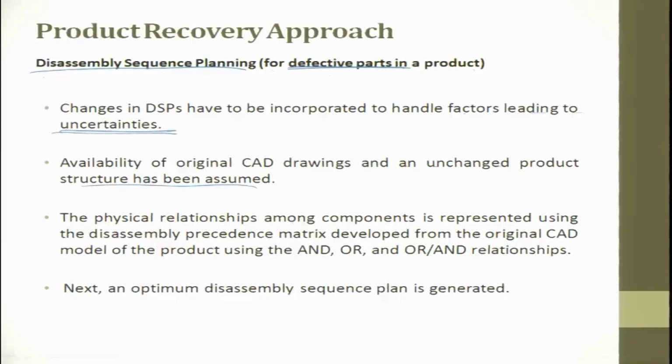The physical relationship among components is respected using the disassembly precedence matrix developed from the original CAD model of the product, using the AND or OR relationship. These are some of the Boolean relationships we have used. Using these relationships, with a drawing, you try to use it for design for disassembly. The optimum disassembly sequence is generated from the CAD itself, and then you do Boolean operations.